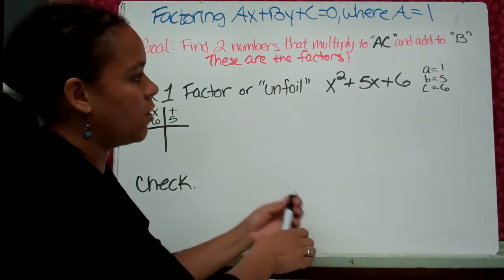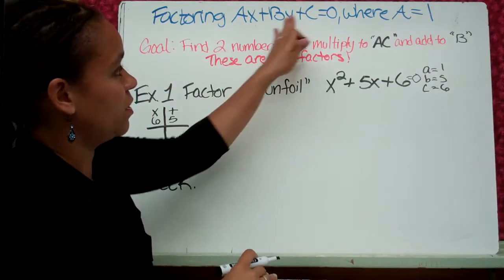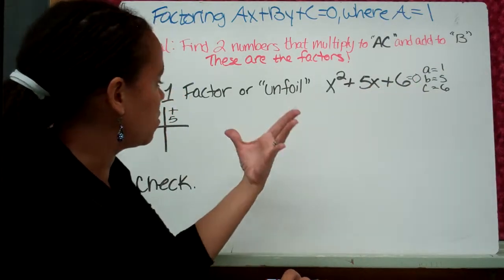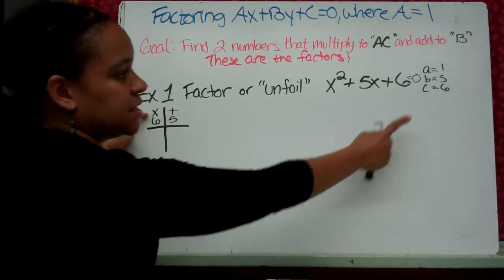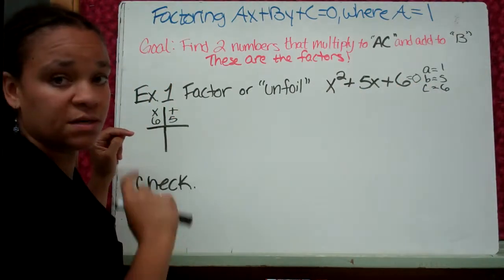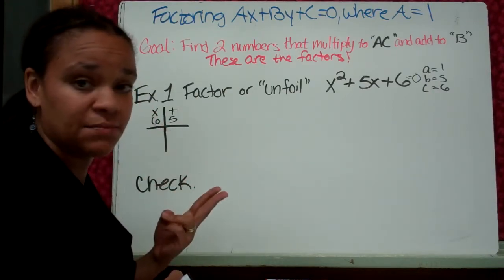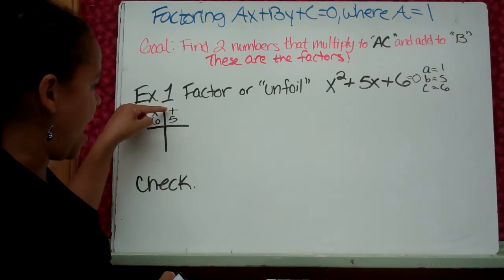So we can go ahead and put in equals 0, just so it looks exactly as this is. And now we know what a, b, and c are. So we want to find two numbers. When you multiply them, you get a times c. Well, a times c is 6. 1 times 6 is 6. So we want to multiply two numbers and get 6. And then those same two numbers we want to add and get 5. So multiplies to 6, adds to 5.